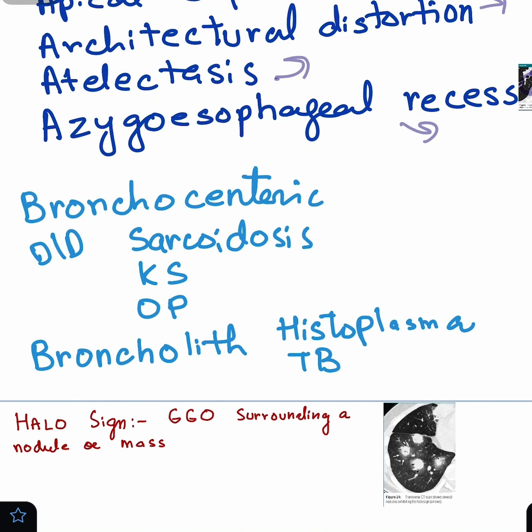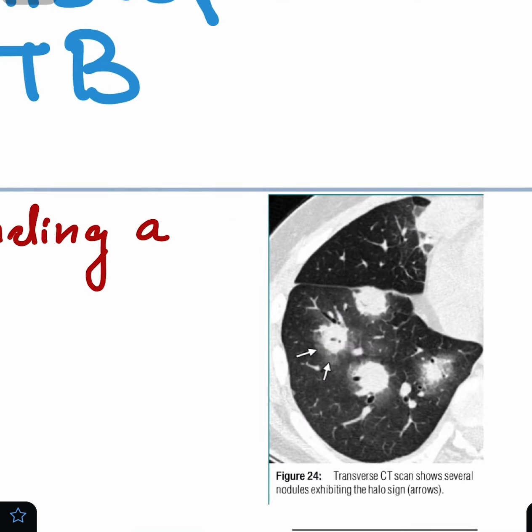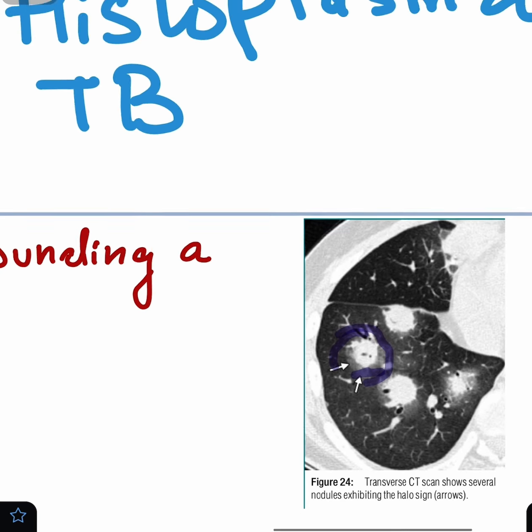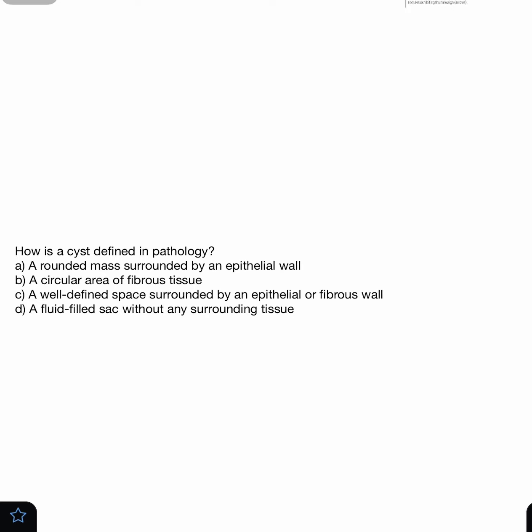Then bronchocentric and broncholith, these are also two terminologies, self-explanatory. Halo sign is basically a mass or a nodule surrounded by ground glass opacification. So let's do one MCQ in between.